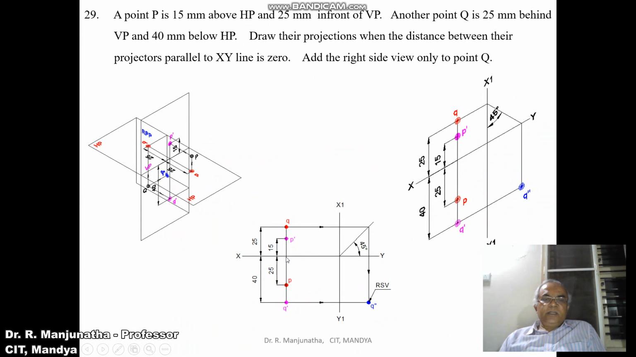Then when you see the distance below HP, the distance of 40, you can see directly here. When you're considering the behind VP distance of 25, when it is projected onto this 45-degree line, this vertical distance of 25 will transform into the 25 mm horizontal distance, and draw a vertical projector. So this point will be 40 and this distance will be 25. So in the profile view, we can see the front view distance and also the top view distance. This is how you will be able to solve this problem in the sketch.